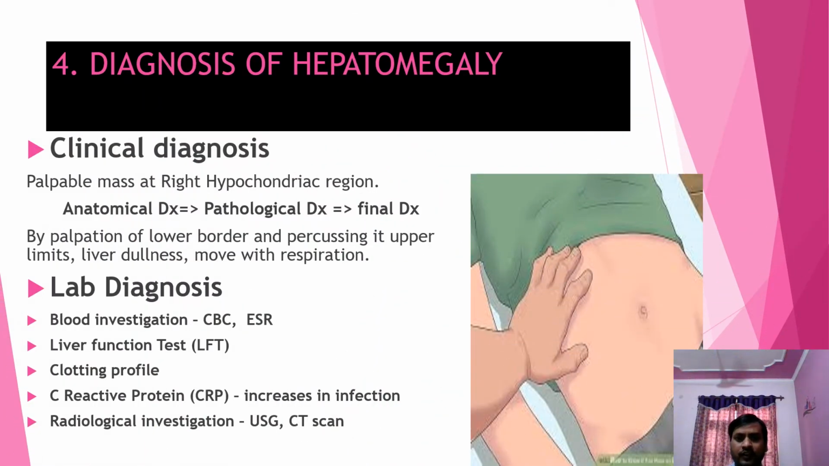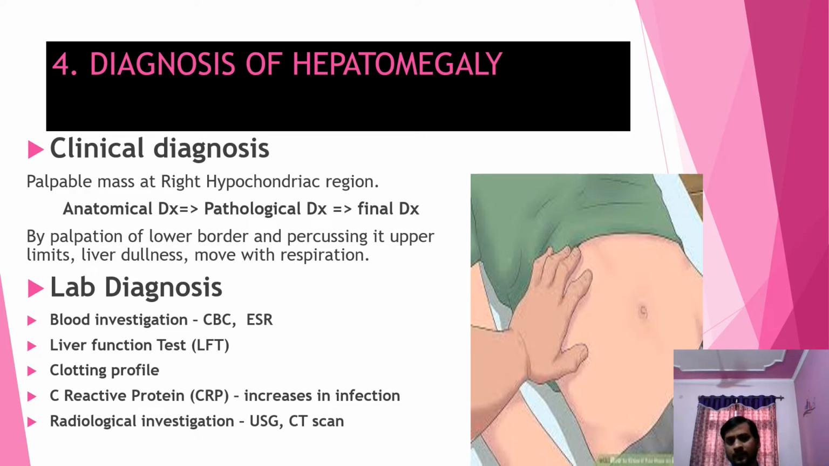How do we diagnose a case of hepatomegaly, or how do we examine a case of hepatomegaly? There are two aspects, clinical diagnosis and lab diagnosis. The clinical diagnosis has much more importance compared to lab diagnosis, because initially we can diagnose hepatomegaly in the clinic with clinical examination. A palpable mass at the right hypochondrial region is the primary sign. First we diagnose on the basis of anatomy, then pathology, and then final.